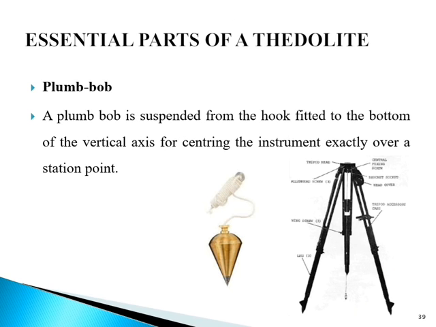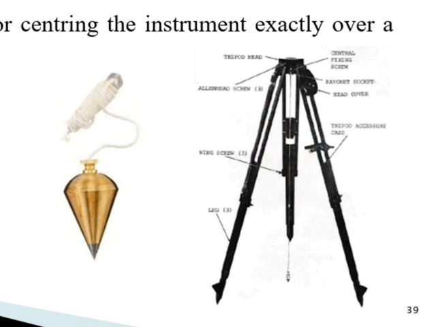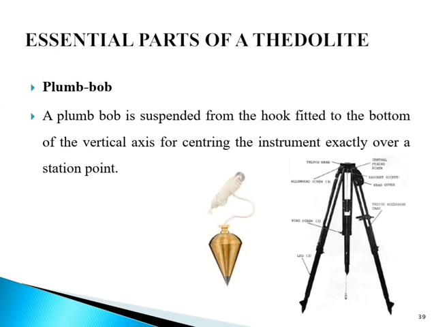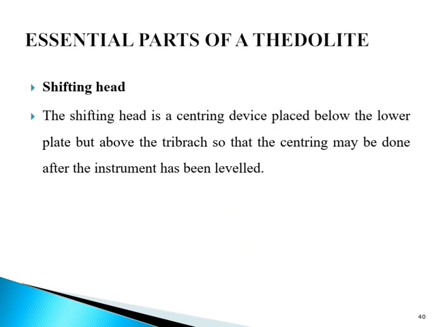Next is plumb bob. A plumb bob is suspended from the hook fitted to the bottom of the vertical axis, for centering the instrument exactly over the station point. So here is the plumb bob, and in this image you can see the hook is fitted here at the center, and the plumb bob is here. It is used mainly for the centering process.